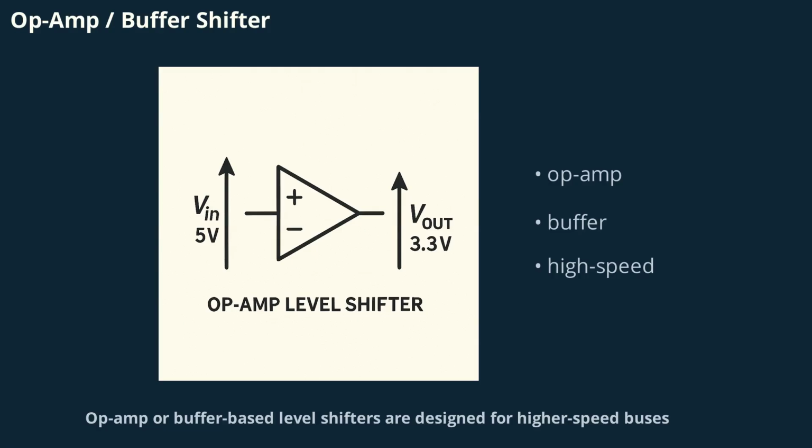Op-amp or buffer-based level shifters are designed for higher-speed buses, such as SPI or UART, which operate in the megahertz range. These circuits provide accurate and reliable voltage translation but come with increased cost and complexity. They're a great choice when signal integrity at high speeds is a priority.